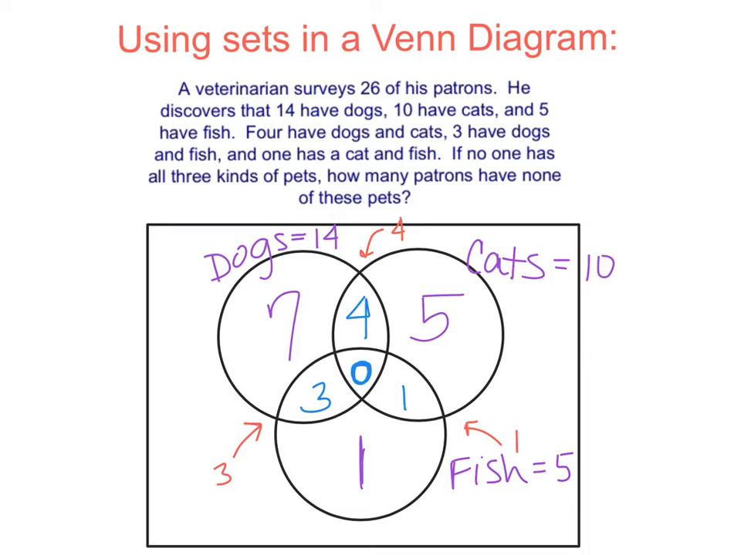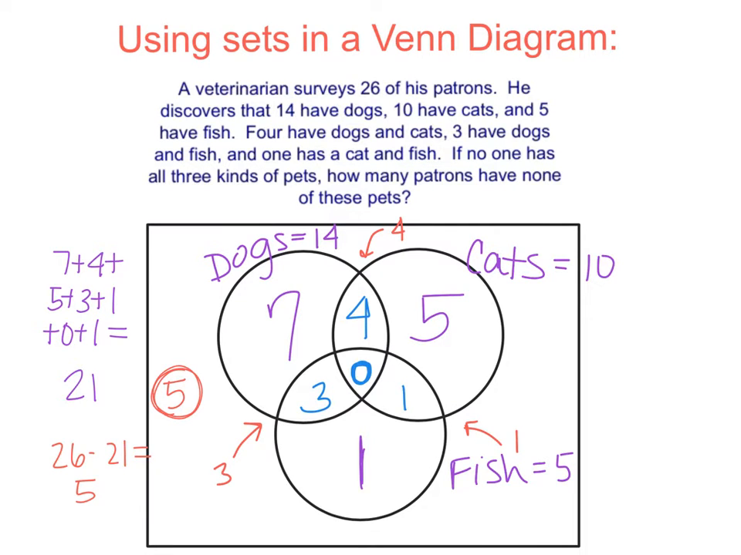So I've been asked how many of these 26 patrons don't have a dog, a cat, or a fish. So what I'm going to do is add up each of these numbers and subtract it from 26 to find my answer. I added them all up and I got 21. So that means that there's a total of 21 patrons represented here. And of the 26, which you could actually start by writing up in our universal set or our box, that means that 5 of them don't have any of those pets.